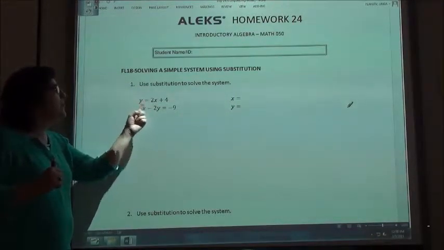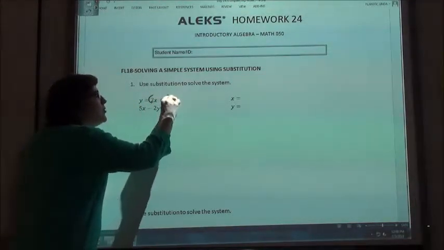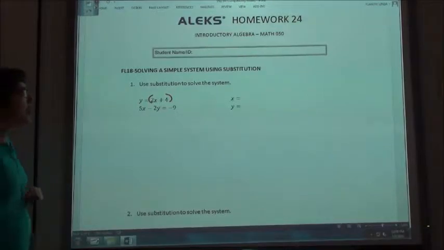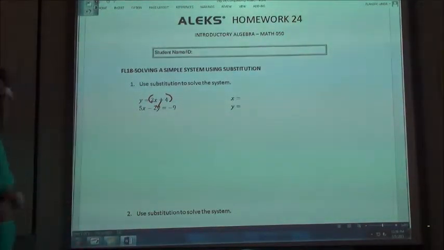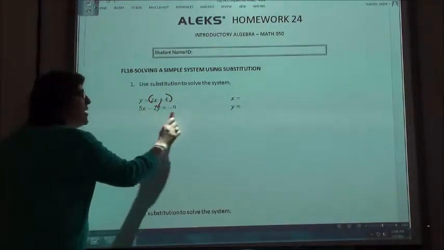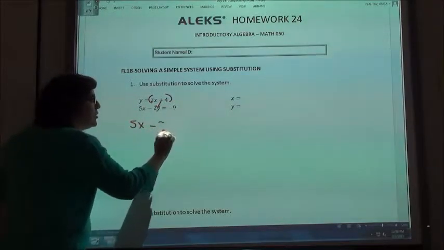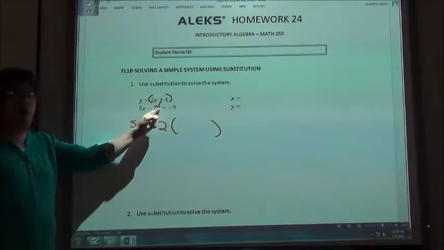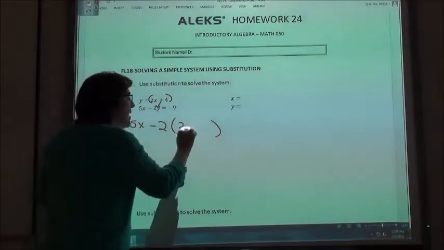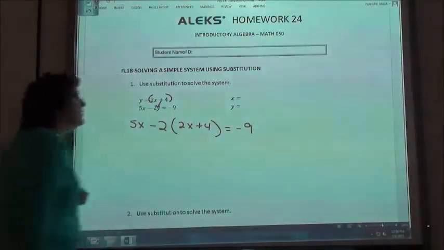What we're going to do is replace the y in our other equation with what y is equal to. In this case, y is equal to 2x plus 4. So in place of that y down there, we're going to put parentheses, and we're going to put the 2x plus 4 in its spot. So rewriting the second equation, we're going to have 5x minus 2, and then in parentheses, where the y was, we're going to put the 2x plus 4. And then we're going to have equals negative 9.